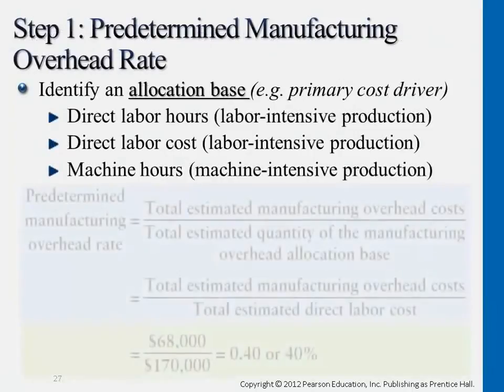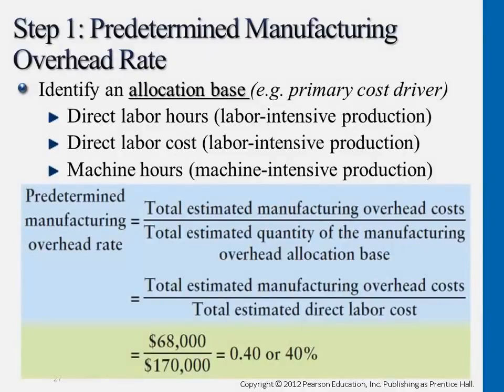So once we figure out that rate, first of all, how do we understand this? What this means is, for every dollar of direct labor cost incurred, you will have 40 cents of manufacturing overhead costs incurred.